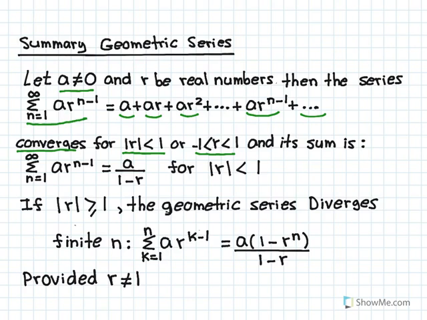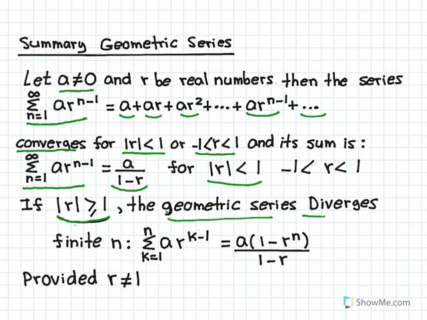And its sum is given in closed form. For the summation n goes from 1 to infinity of ar to the n minus 1, we have a formula for the sum of this convergent geometric series to be equal to a divided by 1 minus r, and this happens when the absolute value of r is less than 1, or equivalently, when r is between 1 and negative 1. Now, if the absolute value of r is larger than or equal to 1, for example, if r is equal to 5/2, or r is equal to negative 5/3, the geometric series diverges.